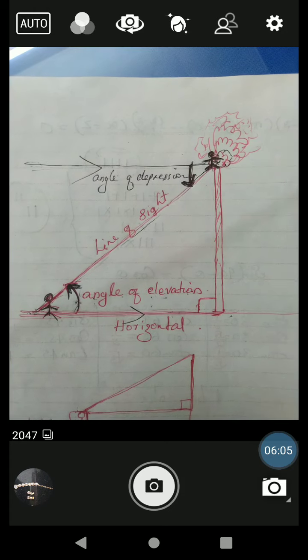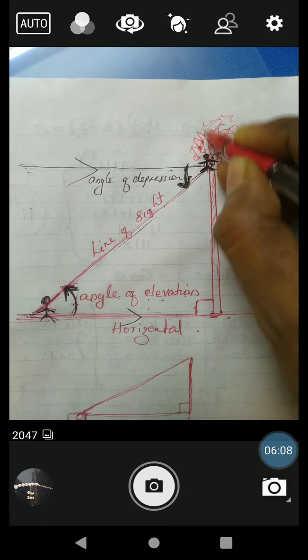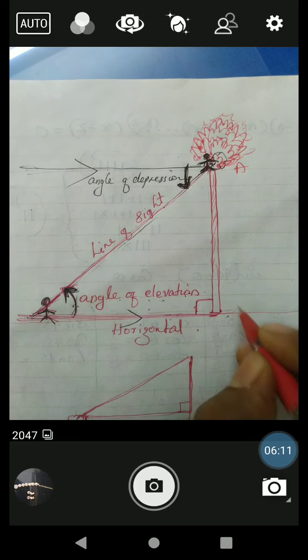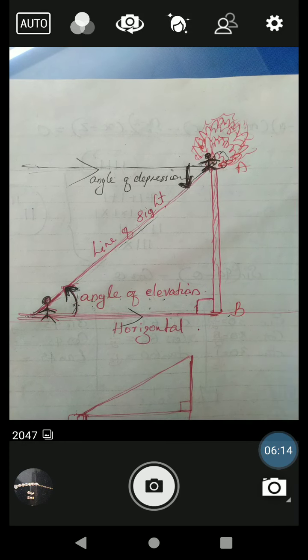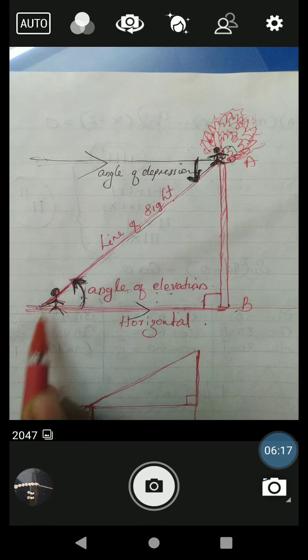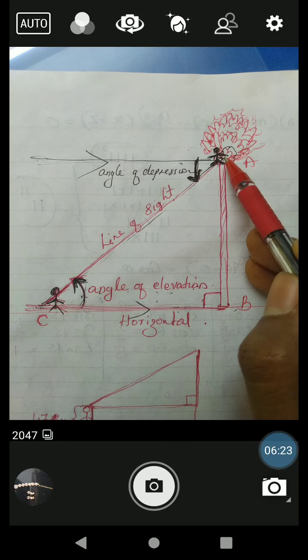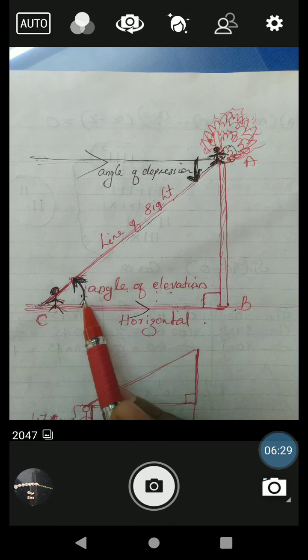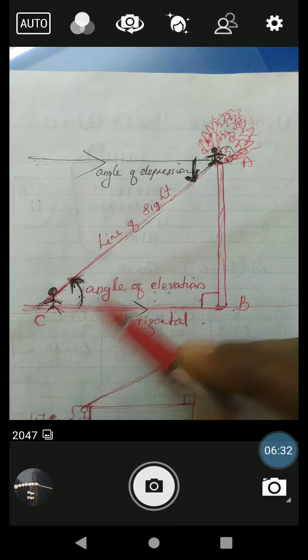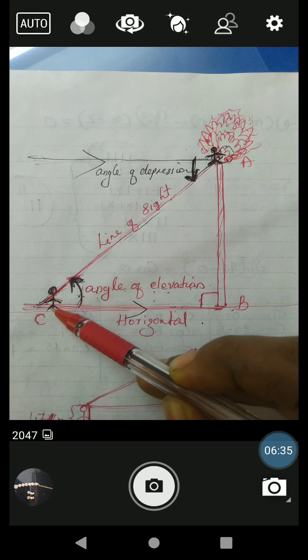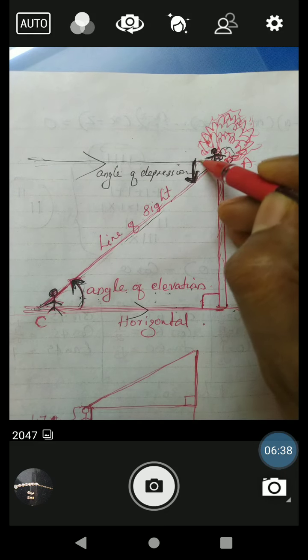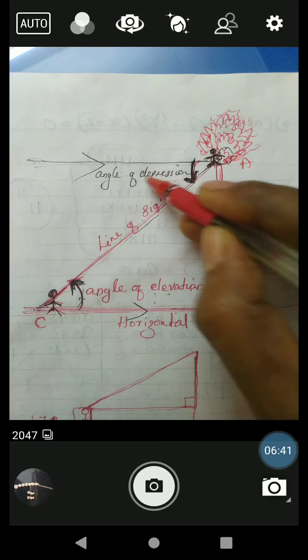I will show another figure here. Imagine it is a tree. This AB is a tree, and a man is standing at the top. Another man is standing here at position C, looking at the top of the tree. This is the line of sight, and it is the angle of elevation. Suppose the man at the top is looking at him, then here we can see one angle, and it is the angle of depression, and this is the horizontal line.